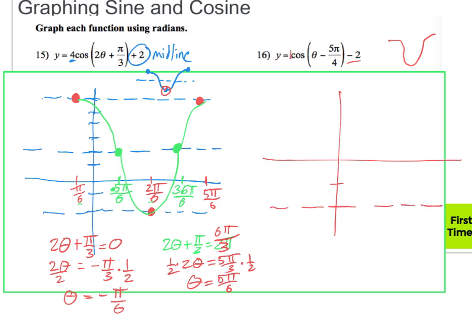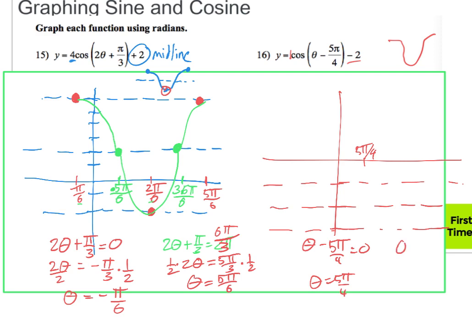Amplitude here is 1. So I'm going to go 1 above that and 1 below that. And then I'm going to set up my beginning and end. So we've got theta minus 5 pi over 4 is equal to 0. That gives me theta is 5 pi over 4. Just going to put that here, 5 pi over 4.